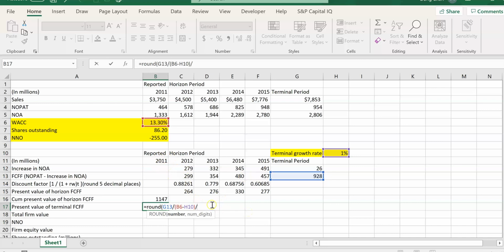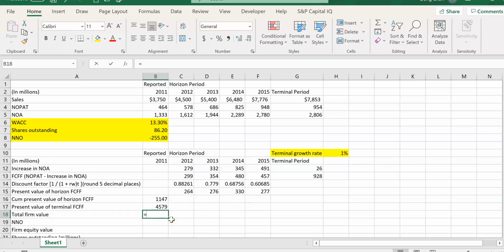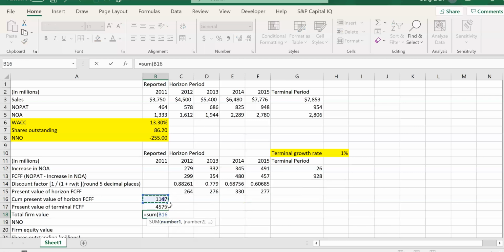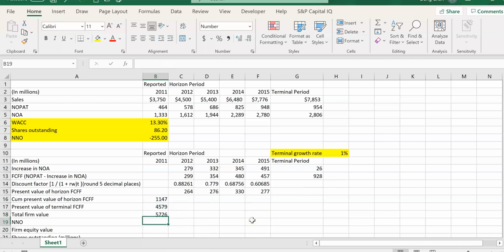And so that means after we have done this present value in terms of the 2015 calculation, we need to further discount this back by the difference between 2015 and the starting year 2011. So this is my present value of the terminal FCFF, and then don't forget we need to round this to the nearest whole dollar. So total firm value basically is the sum of these two present values.